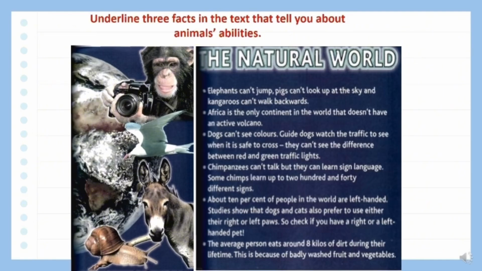What animals can or can't do. When you find one, underline it. Read quietly and underline 3 facts. Remember, we only want facts about animals, not people or places. Okay, who can tell me one fact you underlined?